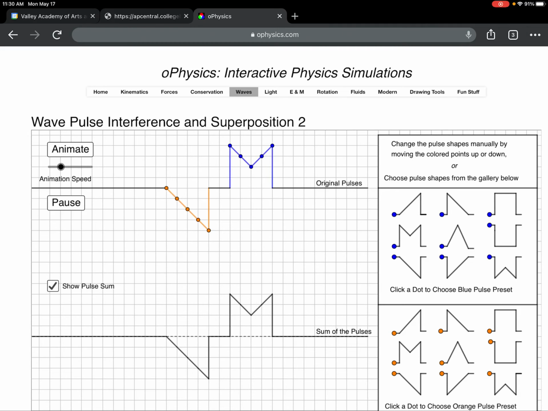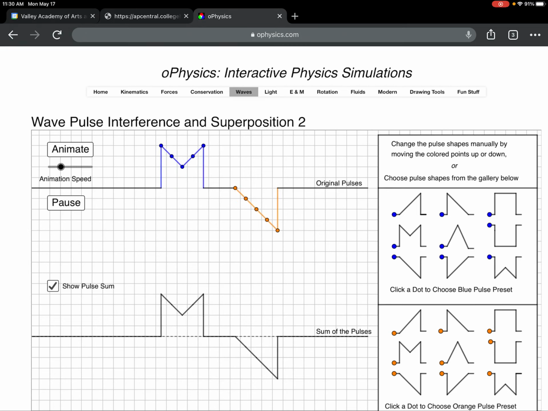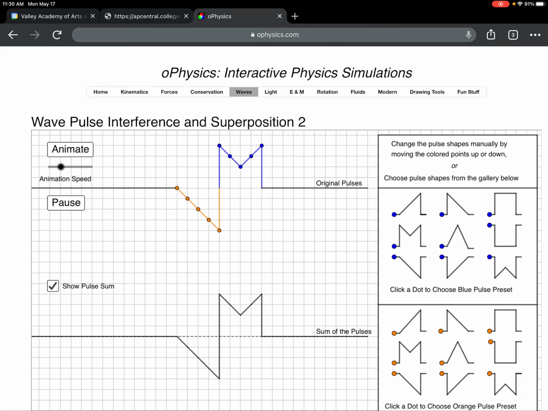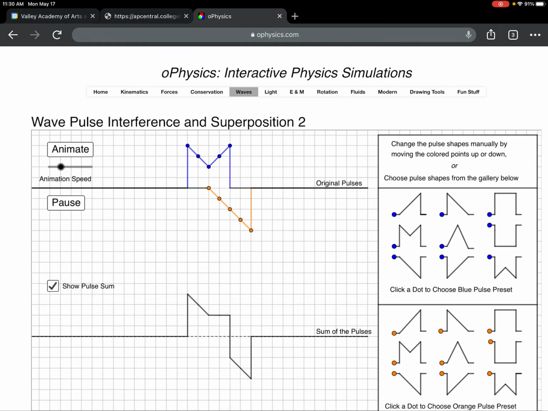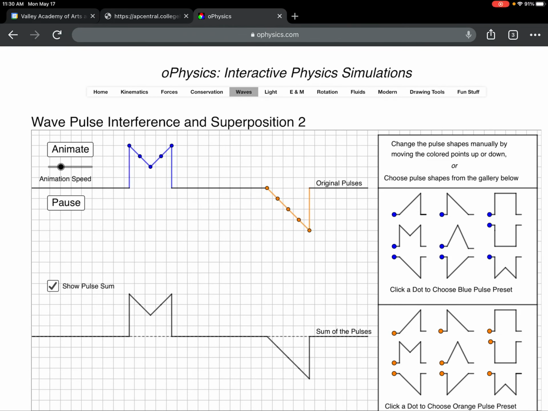Now this is the O Physics interactive physics simulation, which illustrates this concept very well. Further in my video, we're going to be looking at how to add these two pulses to get the summation that you see at the bottom of the screen. We're going to take those pulses from the O Physics simulation, redraw them on graph paper, and see how we can make a sum of pulses graph out of these.